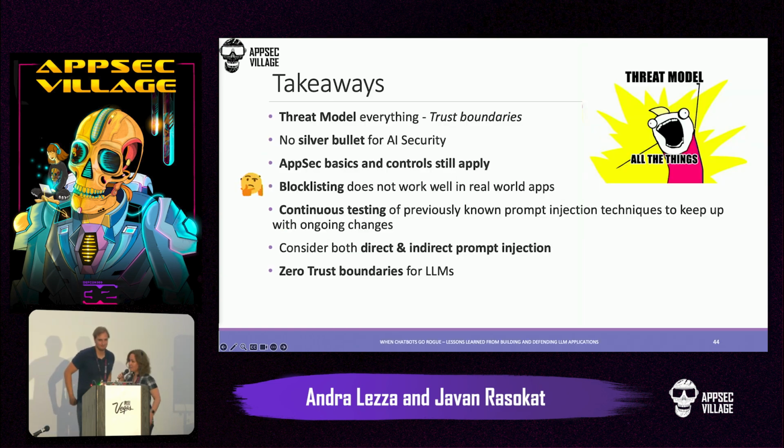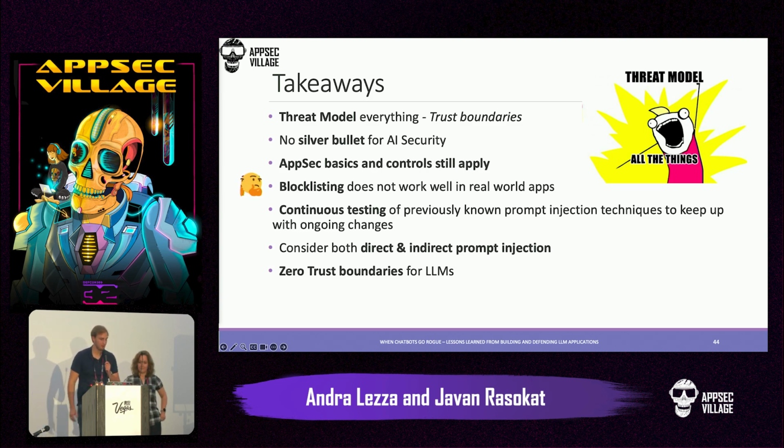Thank you. So, a few takeaways, and we're going to hopefully be done quickly. Threat model everything, and be careful with the trust boundaries for LLMs. And also, shameless plug, I'm doing a threat modeling talk tomorrow, so if you want to hear more about that, come back. There's no silver bullet for AI security, as we've seen. AppSec basics and controls and concepts still apply, so not all that new. And funnily, as I said, block listing doesn't really work in real life.